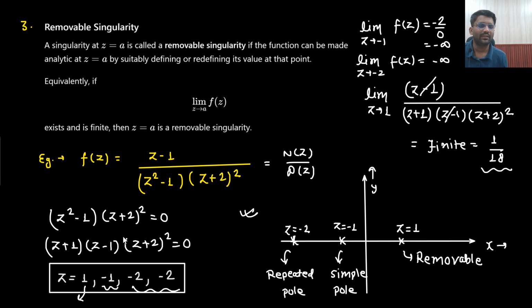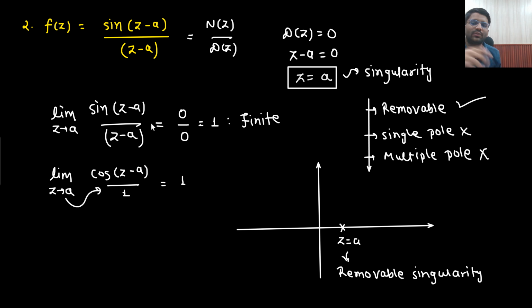What about removable, sir? Again, denominator equals to 0. Same process, sir. But the point is that it is removable. That means the limit would exist. You can cancel them out. Here also it is like cancelling out only. You would know that, sir, at z equals to a, it will give you a finite value, that is 1. So removable, single pole, multiple pole, everything we have studied.